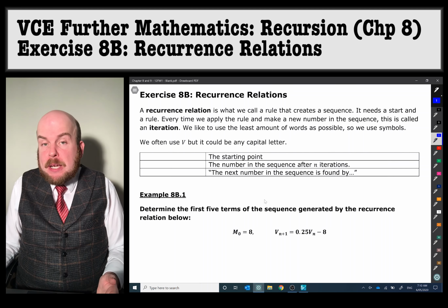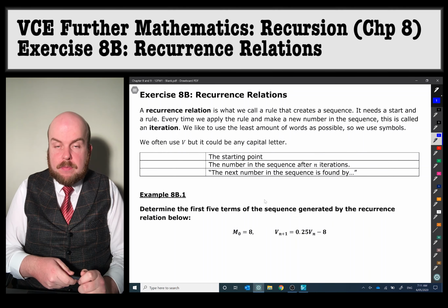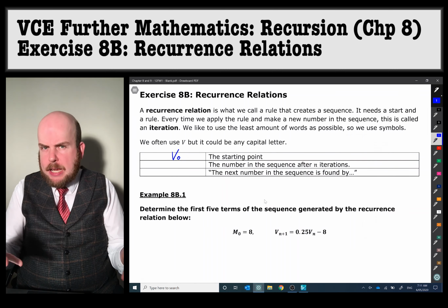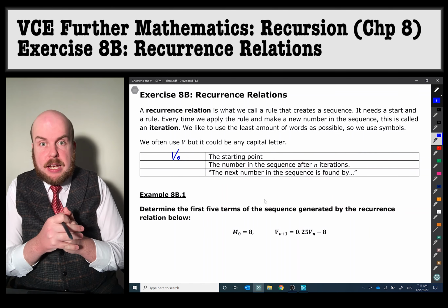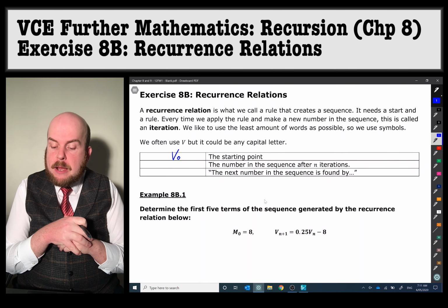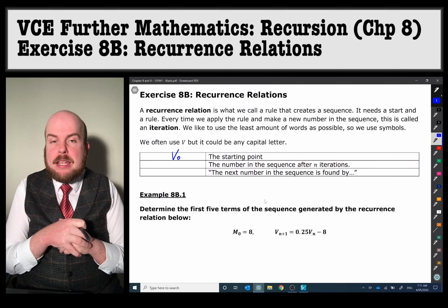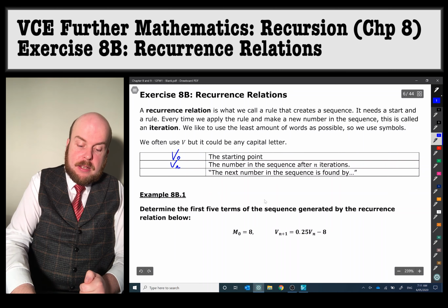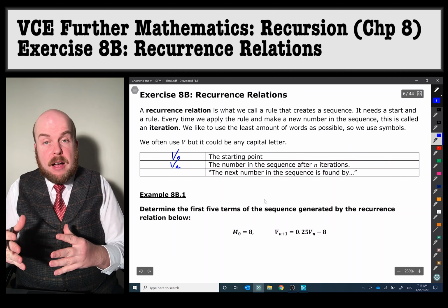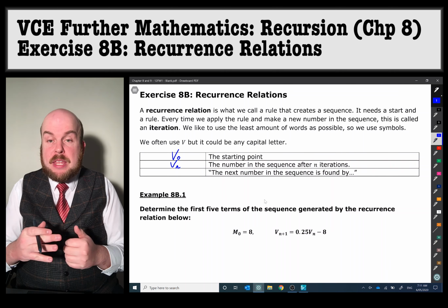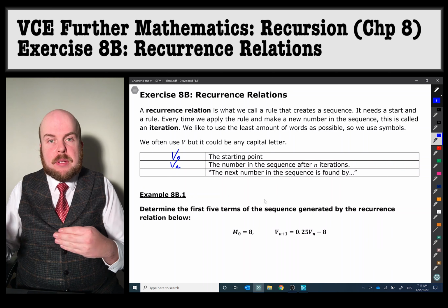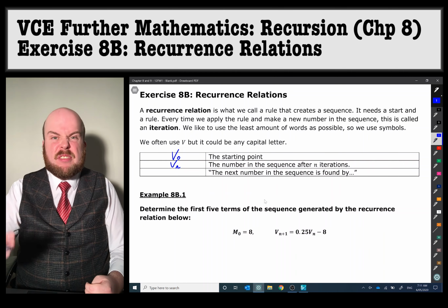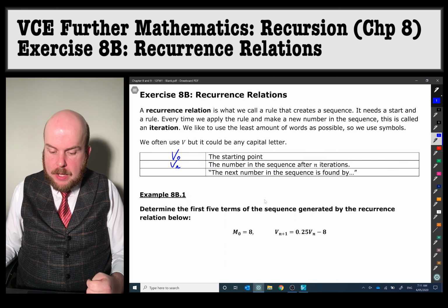We often use V, but it could be any capital letter. So the starting point can be V0 or it could be T0 or whatever capital letter we use in our description. The number in the sequence after n iterations, so after we have done this sequence n number of times, is Vn. So V5, for example, even though that is the 6th number in the sequence, is after 5 iterations, so after I've done this sequence 5 more times.